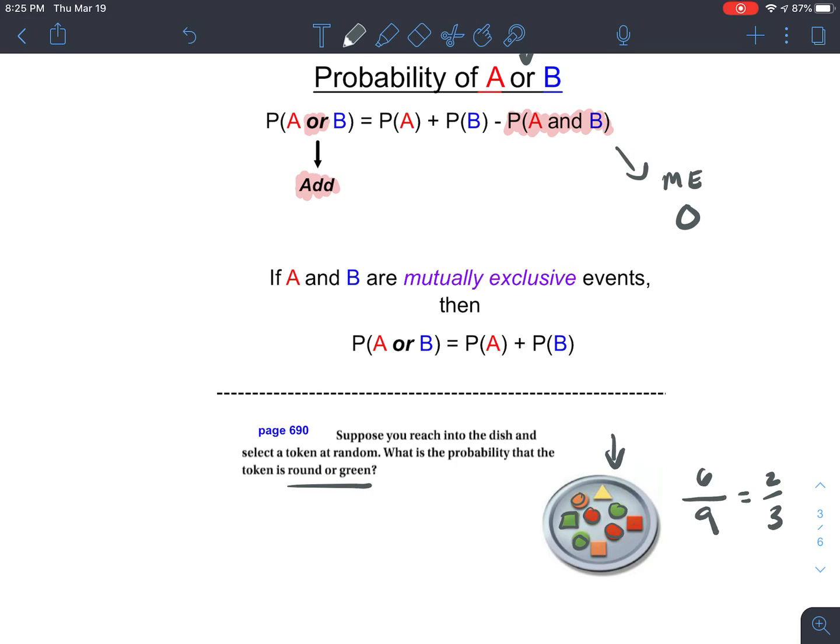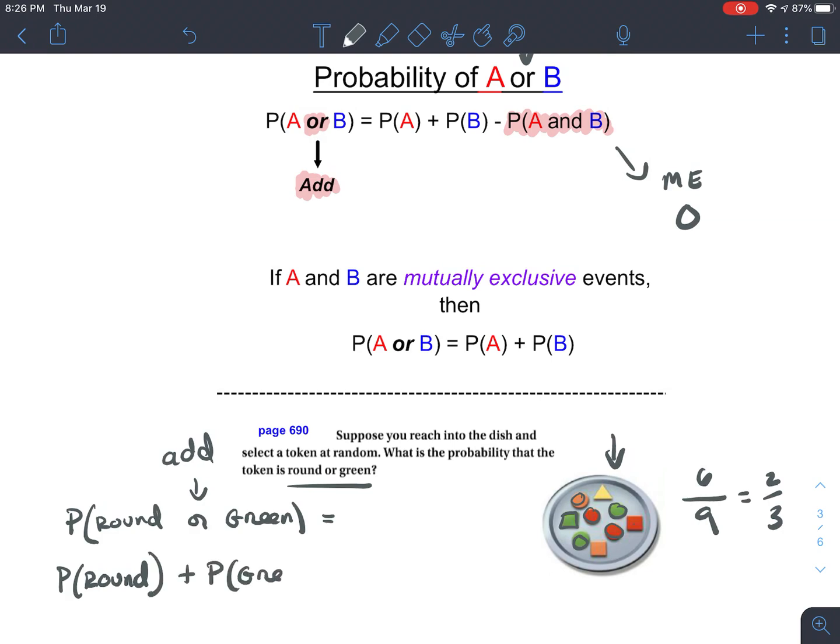So now let's do that with the formula. Okay, we want the probability of round or green. Okay, so to do that, again, or means to add. So we need some sort of addition here. What are we adding? Well, first we're adding the probability that something is round. Then we're adding that to the probability that something is green. And we are subtracting any overlap of anything that is round and green.